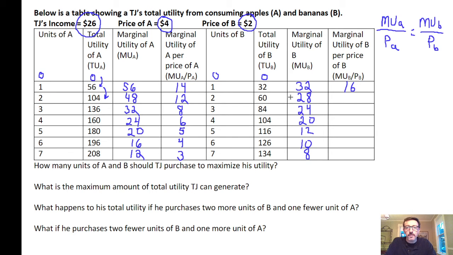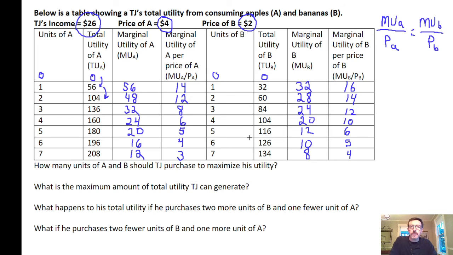So this column is telling us how many utils per dollar we're going to get from each one of those apples. Now for bananas, we're going to divide everything by the price of bananas, which is $2. So 28 divided by 2 is 14. 24 divided by 2 is 12. 20 over 2 is 10. 12 over 2 is 6. This one is 5 and 4.